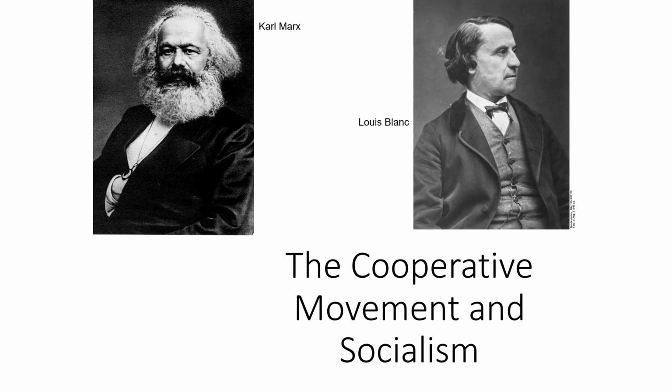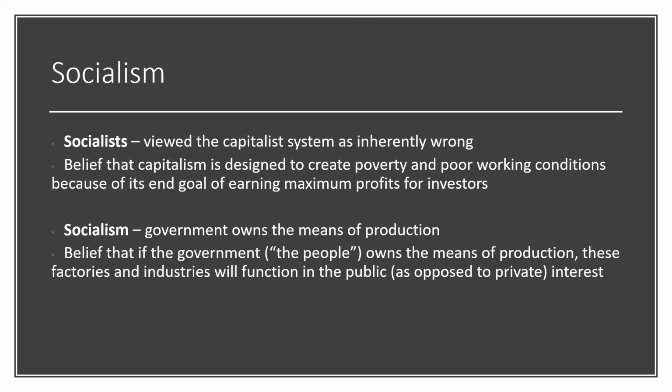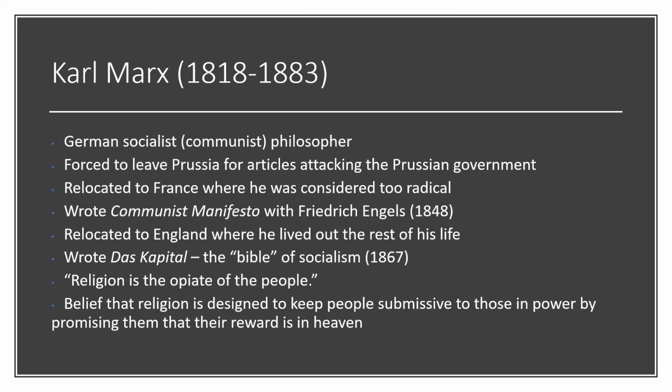is the cooperative movement, or socialism with Karl Marx or Louis Blanc. Socialists view capitalism as wrong. They believe that capitalism is designed to create poverty and poor working conditions because of its end goal. The goal is to earn and maximize profit for the investors. The socialist hates capitalism. But a socialist government would be a way to control the means of production. They believe that the government, the people, owns the means of production. And these factories and industries would function in the public sphere instead of the private.